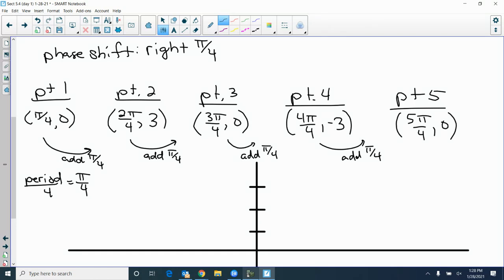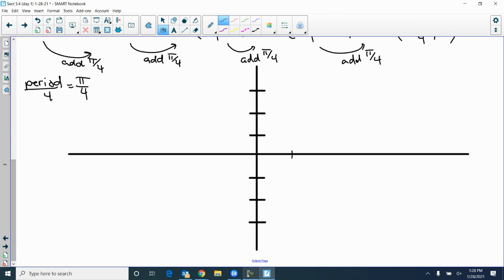Now sometimes you're going to have to change your scale. You can't always use pi over 2. Sometimes you can use pi over 2. What I would do for this one is I would just extend it a little bit. I think that would be the easiest. And I would just list this as pi over 4, and then 2 pi over 4, which will reduce to pi over 2, 3 pi over 4, pi. And I need to stretch that out a little bit more. And then 5 pi over 4.